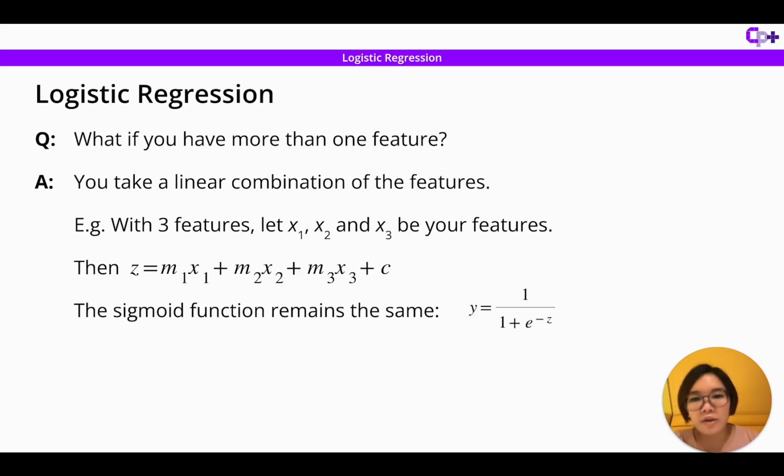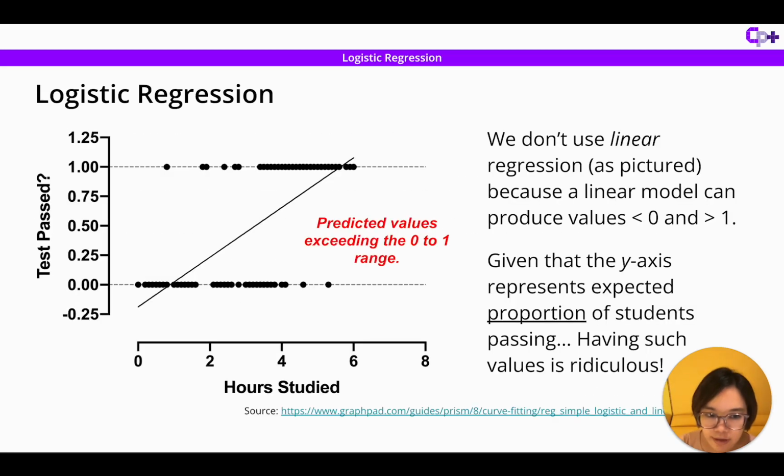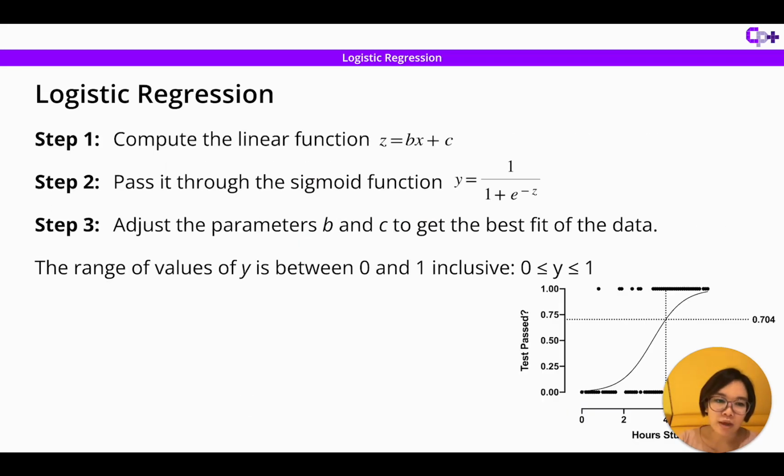Again, what if you have more than one feature? This is similar to what we did for linear regression as well. We take a linear combination of the features, and your computer will train for the values M1, M2, M3 as well as C. These values are learned by the computer automatically, so that when you give it new data, it will use this formula to find the probability of passing. Therefore you can tell whether this person is likely to pass or not.